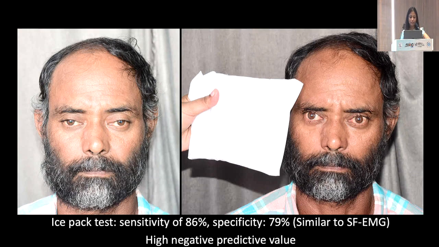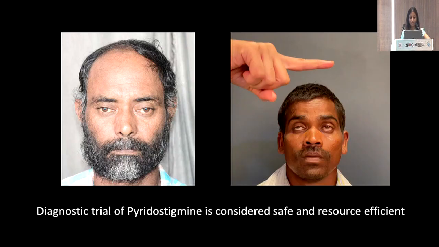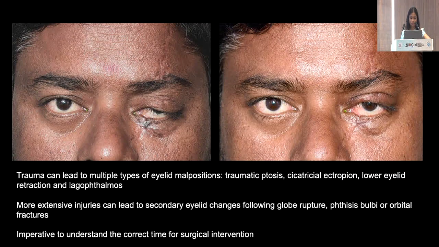So we should definitely go ahead and do that, and they also have a high negative predictive value. And this is a patient with a positive fatigue test. So in any of these cases, if there is any amount of doubt, it's always a good idea to go ahead with a diagnostic trial of pyridostigmine, which is considered safe and also resource efficient.